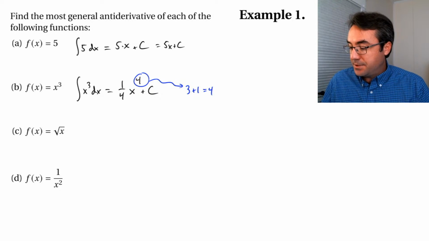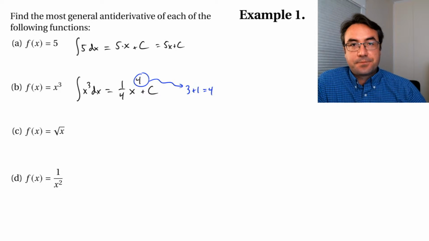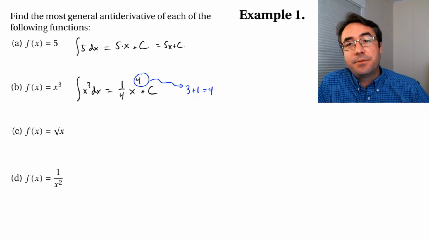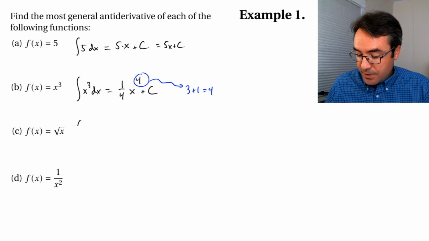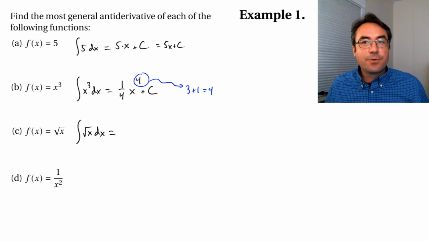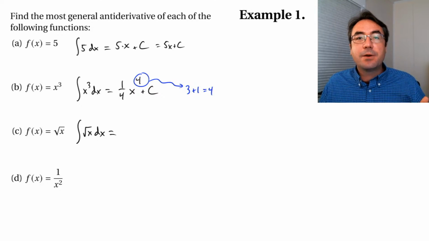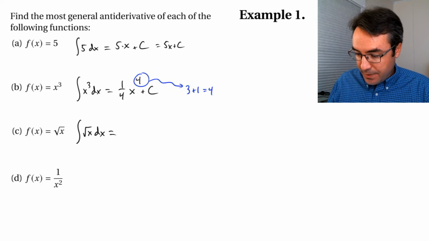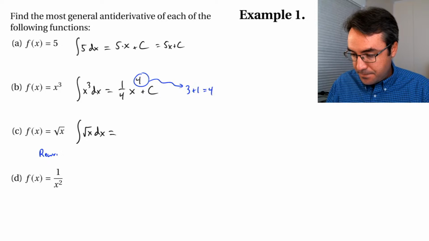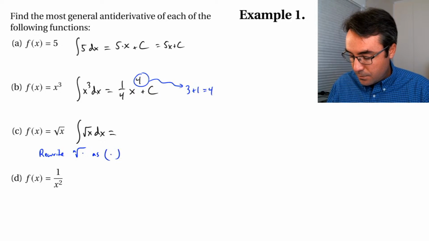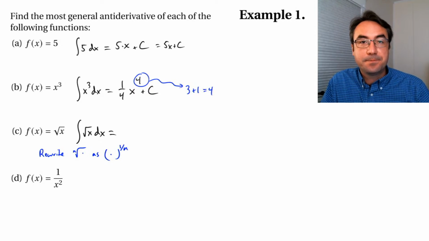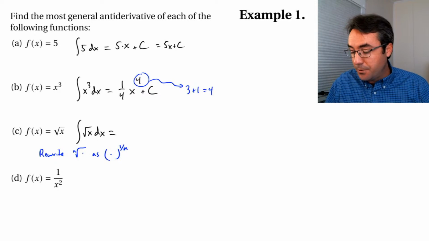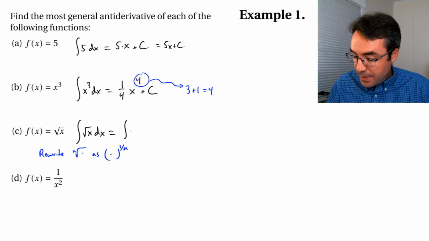All right, so what about part C here? We want to find the general antiderivative of square root x. So that means we want to integrate square root x. And just like for derivatives, we usually want to rewrite root functions with an actual exponent. So that's what we're going to do. We're going to rewrite the nth root as raised to the power 1 over n. So instead of square root x, we're going to do x to the 1/2.